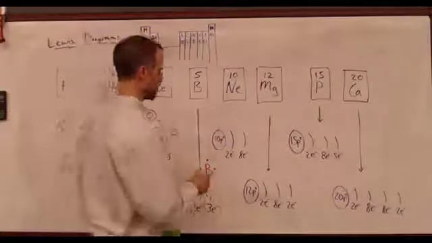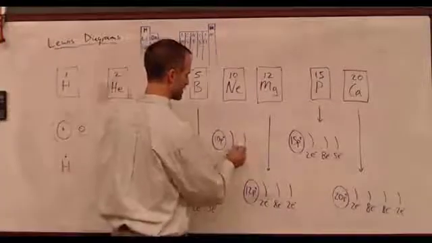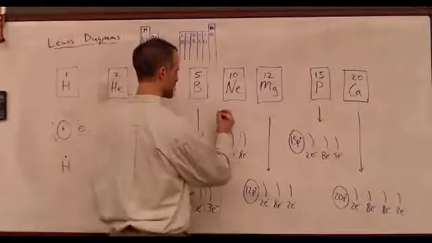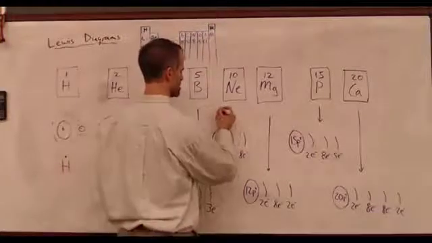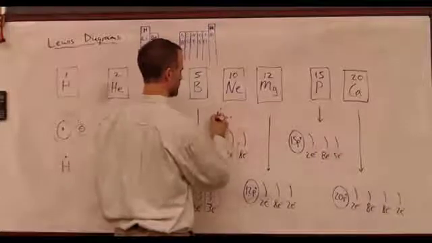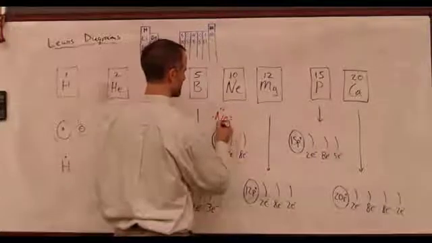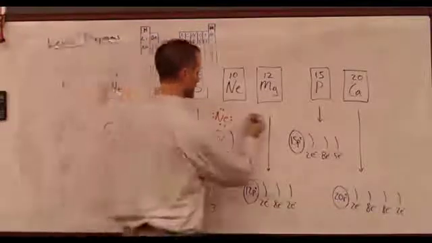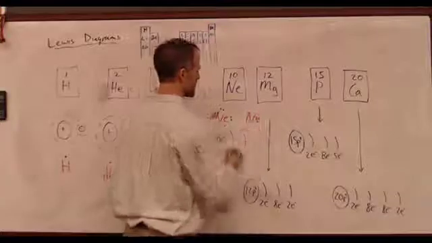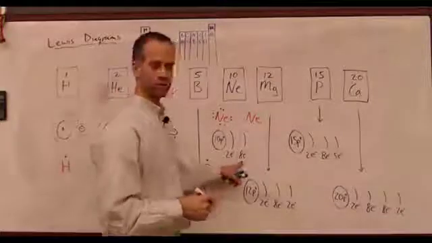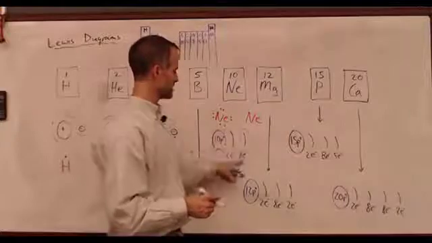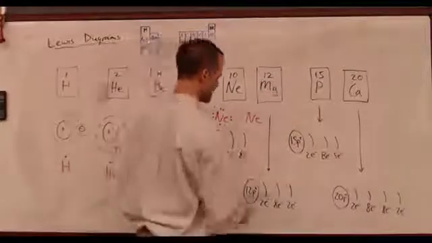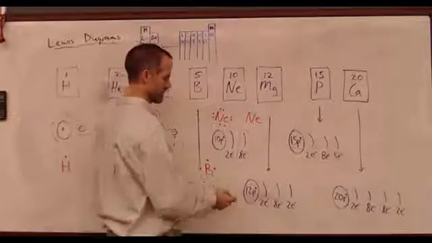For neon, how many do I have on the last shell? Now this one's a little bit different. Why? Because on the last shell it has 8. You could draw the Lewis dot diagram like this: 1, 2, 3, 4, 5, 6, 7, 8, 2 on each side. Or you could draw it just as neon. Because depending on how you look at it, the second orbital is full with 8, or the third orbital has none.